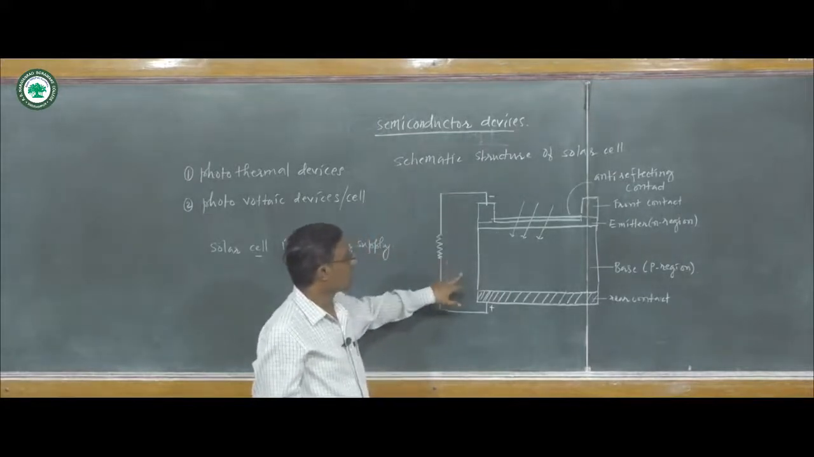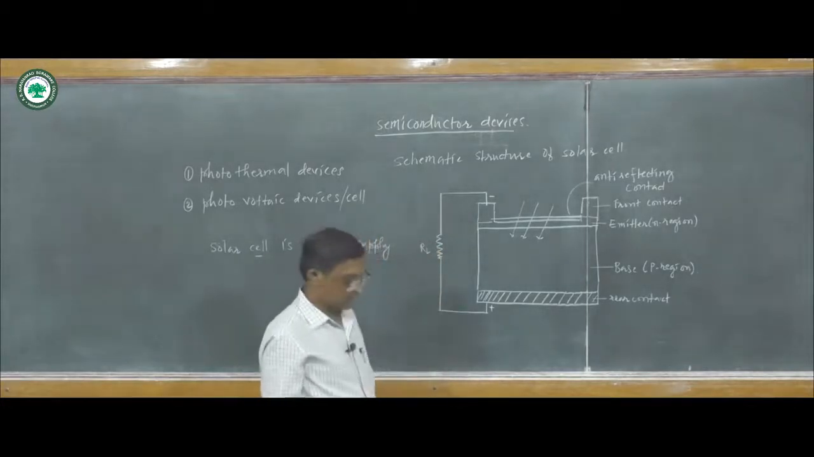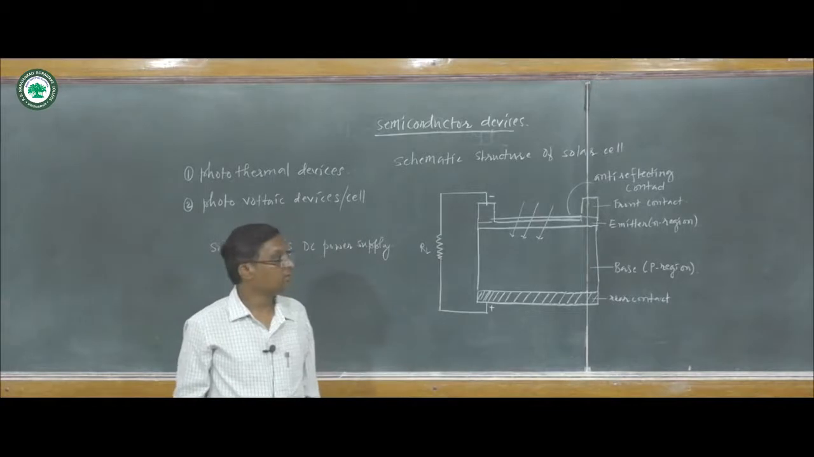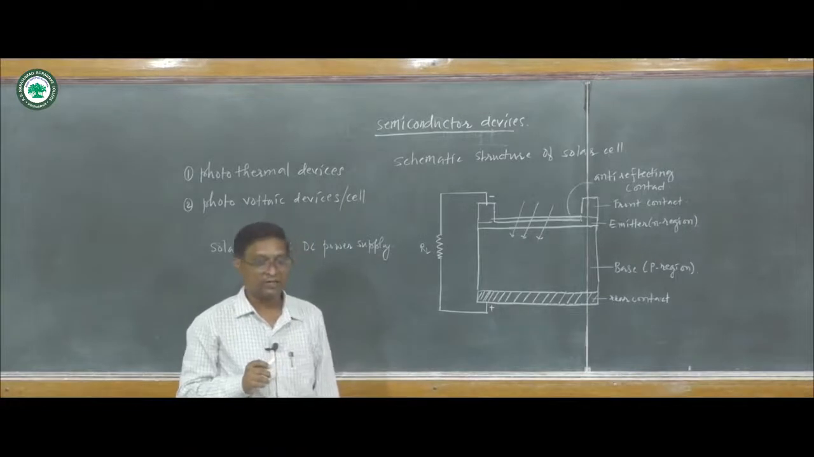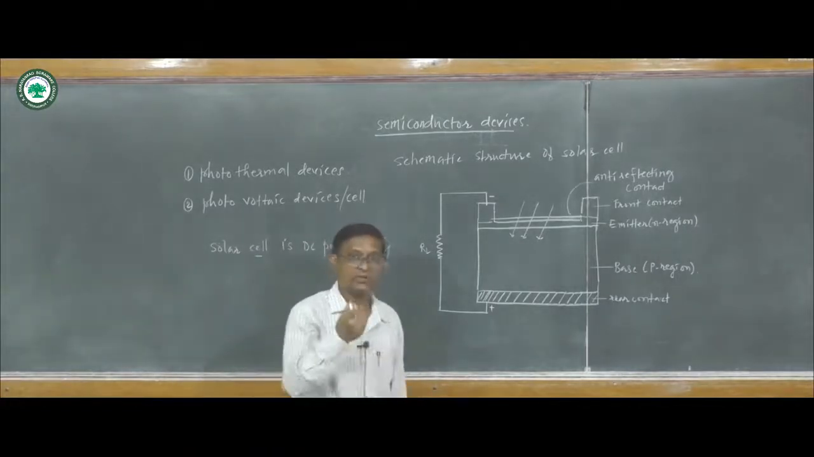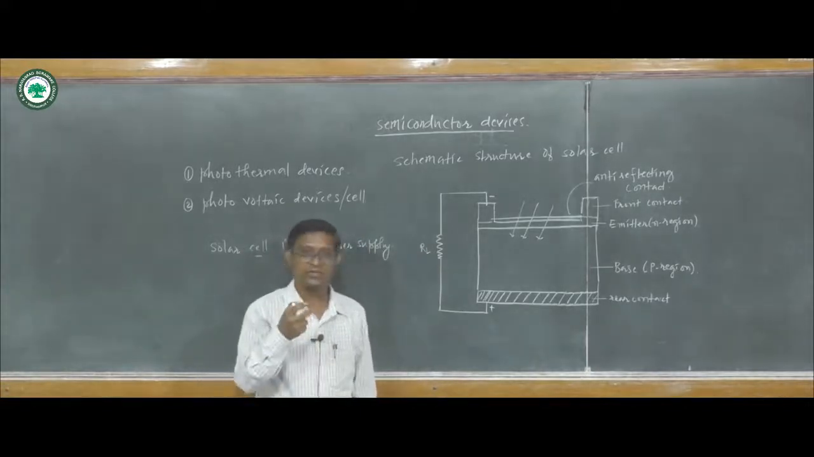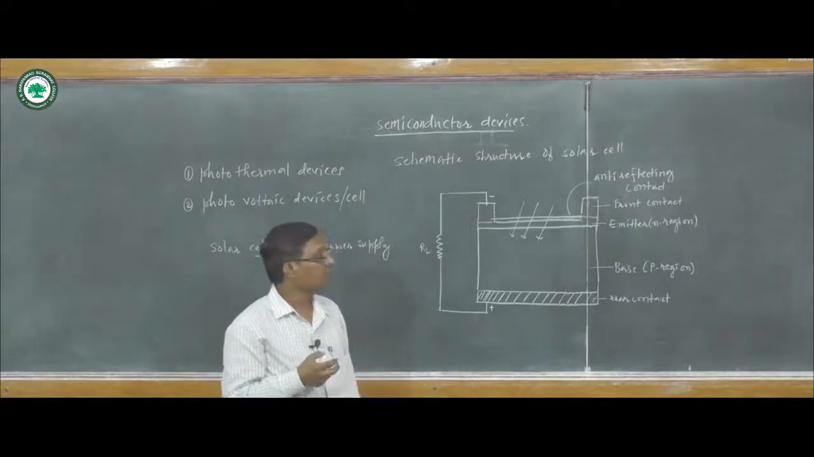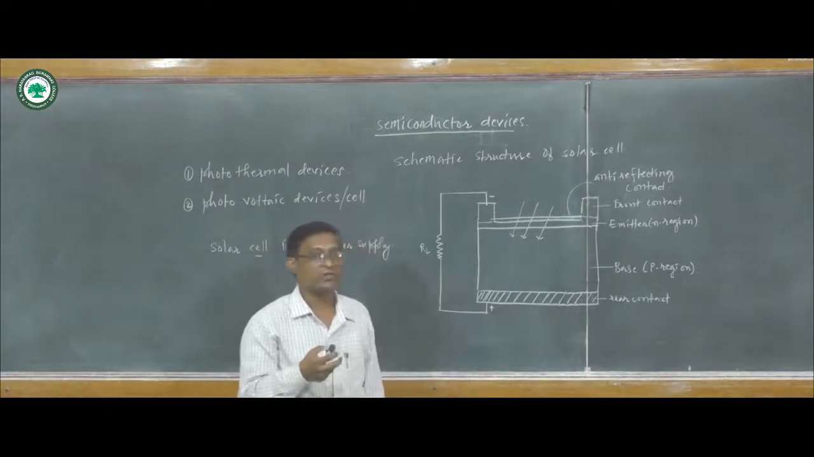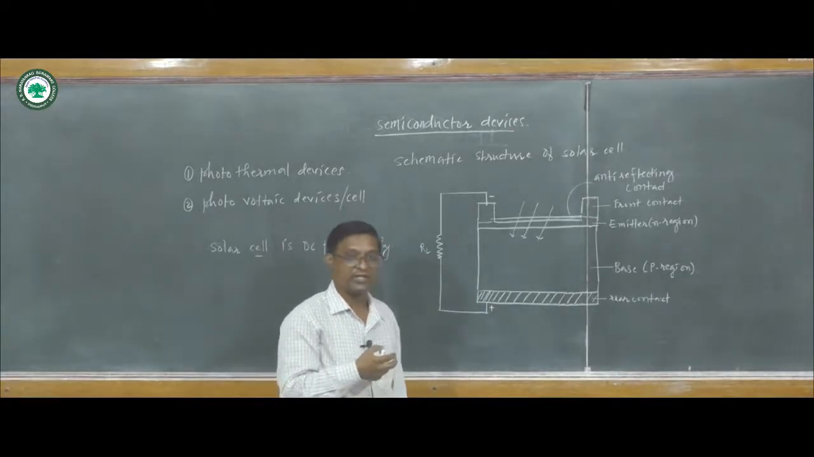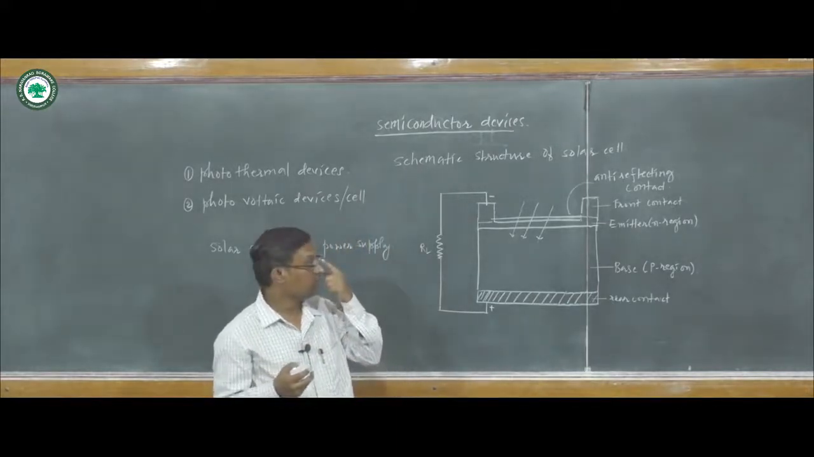Across these two contacts, a load where we get the power is attached. The material used in this solar cell is a photosensitive material, which absorbs the solar energy and increases the energy of the electrons present in the depletion layer to the respective electrodes.